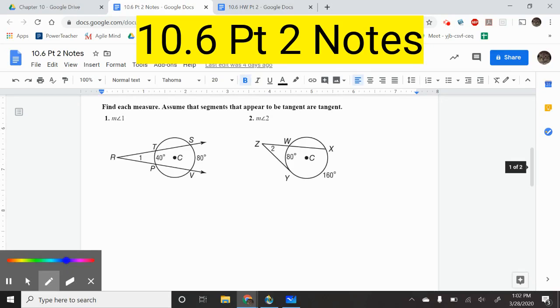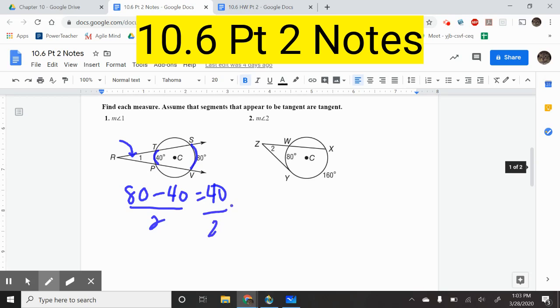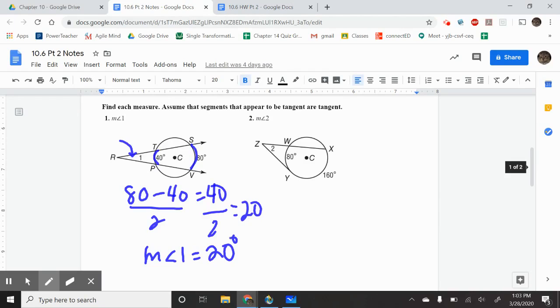Number 1 is asking you for the measure of angle 1, which is the measure of the outside angle. So again, I'm going to take big arc minus little arc divided by 2. 80 minus 40 is 40. And then divided by 2, that's 20. So measure of angle 1 equals 20 degrees. This is degrees, okay, not length. All of the questions here are dealing with angle measure and arc measure. Everything is in degrees. Let's go on to number 2.